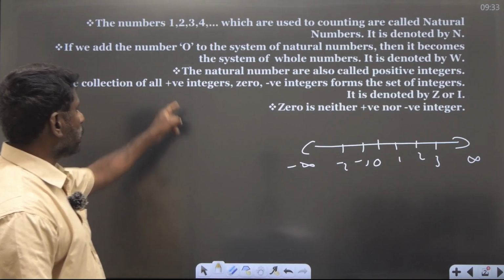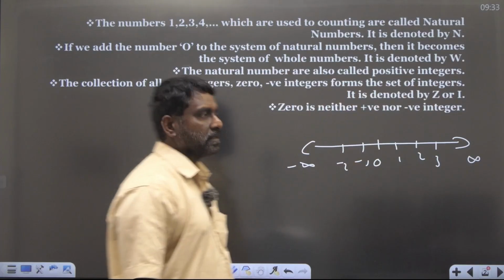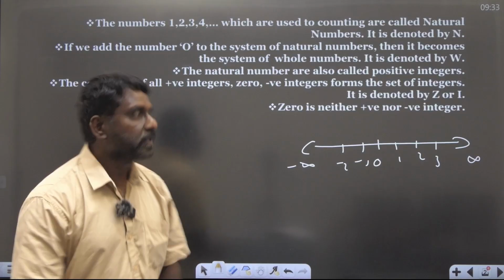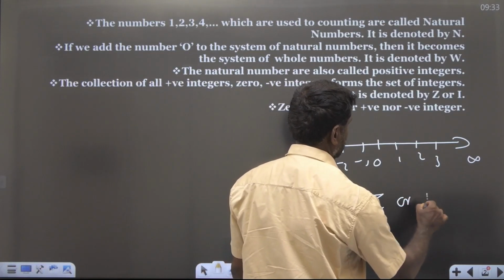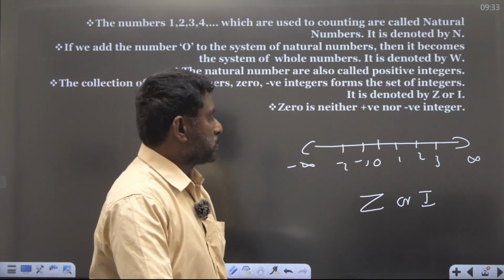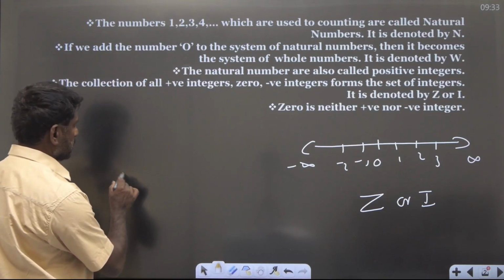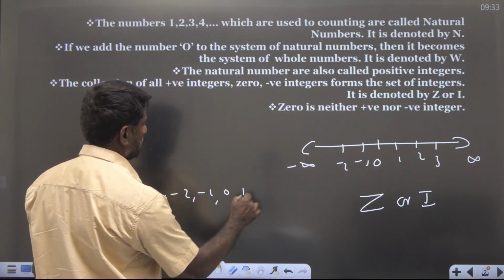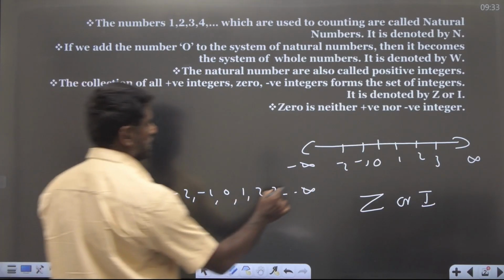The collection of all positive integers, 0 and negative integers, that is called the set or collection or group of integers. It is usually denoted by Z or I. Z or I is used to represent the collection of integers. How can we write it? Etc., minus 2, minus 1, 0, 1, 2, 3, etc. This is minus infinity, this is plus infinity.